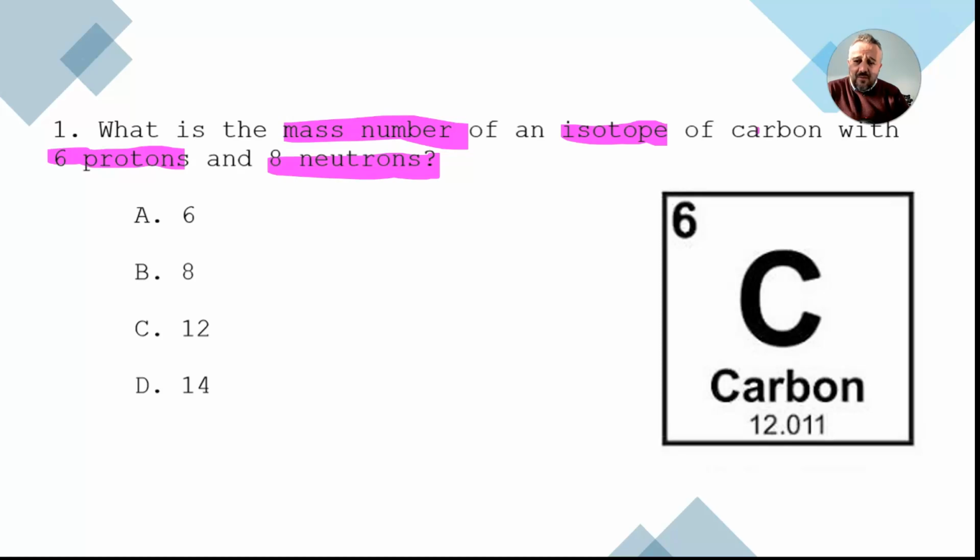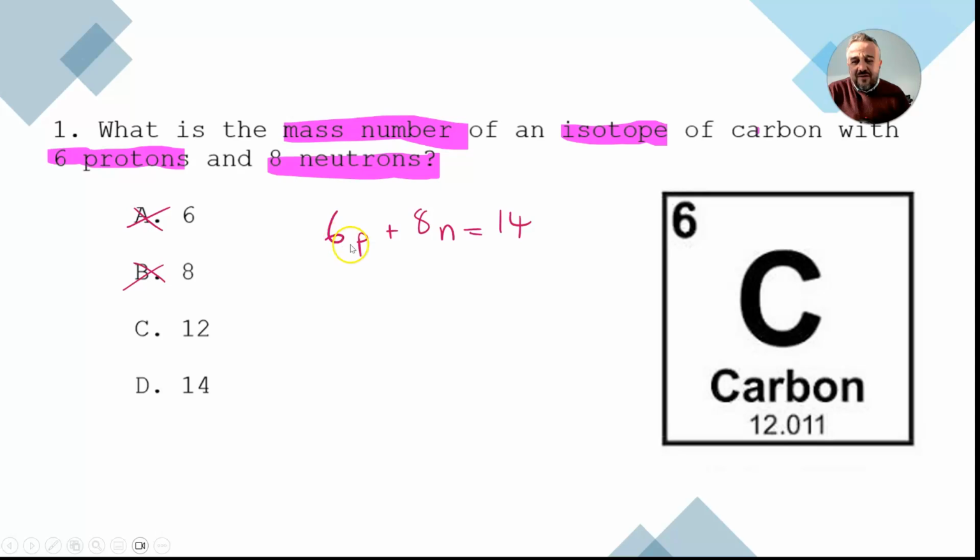Okay, so what is the mass number of an isotope of carbon with 6 protons, 8 neutrons? The answers are A, 6, B, 8, C, 12, and D, 14. First off, we know it's not 6, because that's the number of protons. One proton has an atomic mass of 1, and one neutron has an atomic mass of 1. So this would only take into account the protons, and this would only take into account the 8 neutrons. It ignores the protons altogether. So we know it's not those.